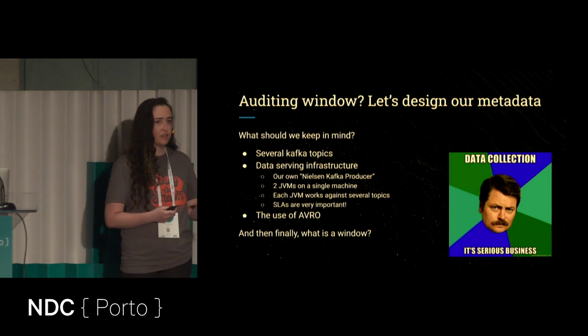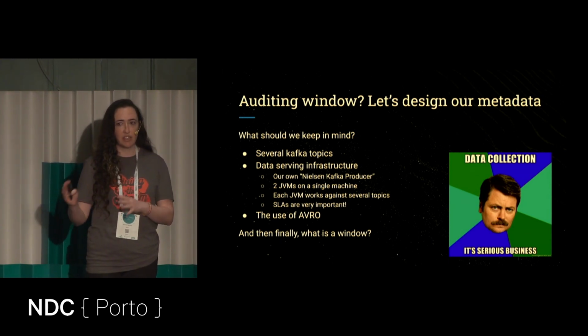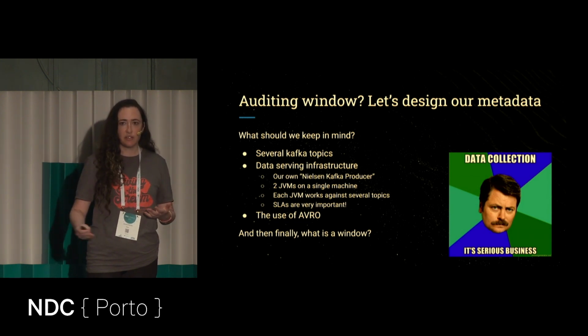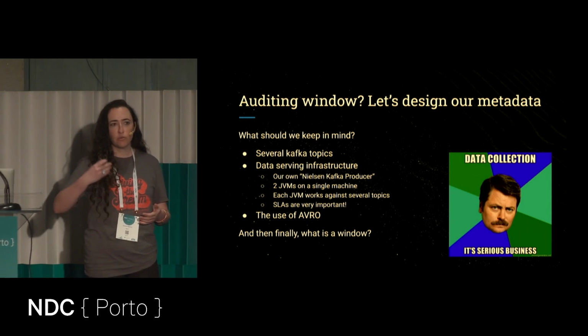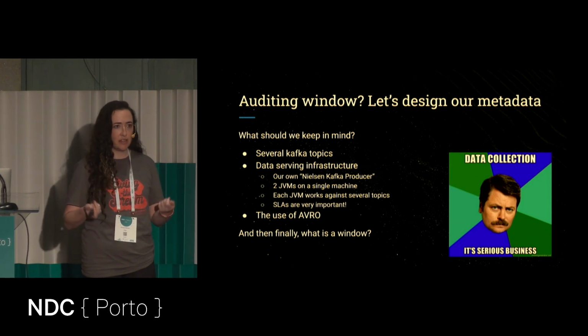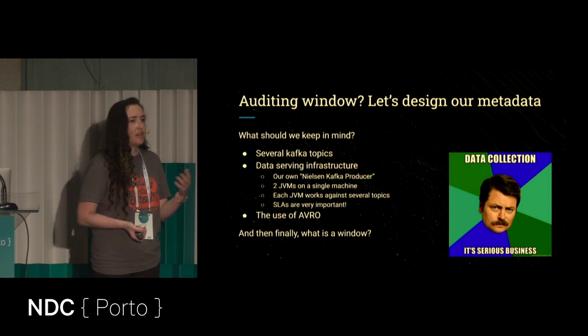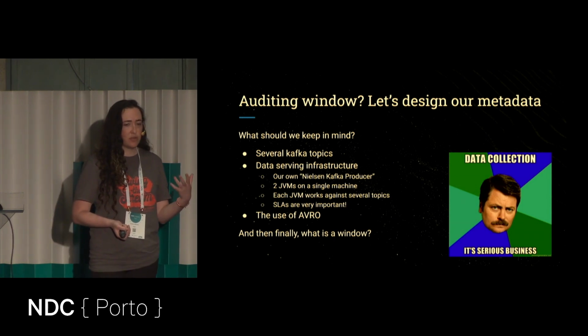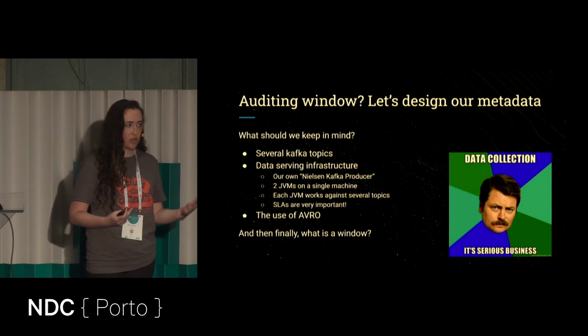So the first point is just the fact that we had several topics. We didn't have one. And that number was not set either. So if tomorrow we have a new need, a new data type, we might define a new Kafka topic. The next set of points has to do with the data serving infrastructure. And I've mentioned some of them before.